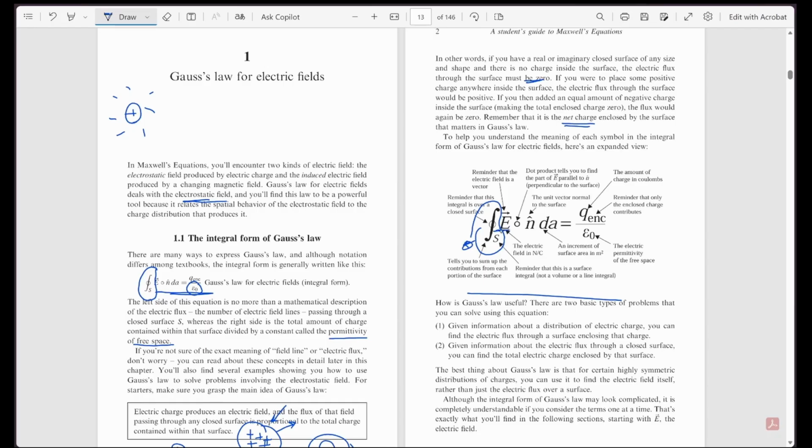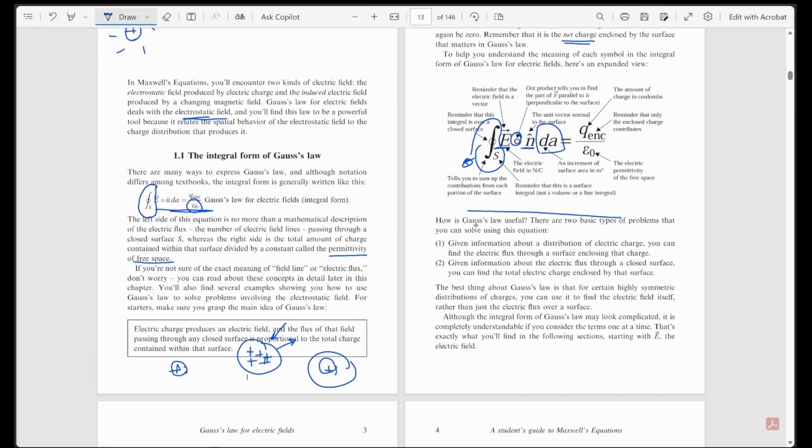Electric field is a vector, and then we're going to take a dot product. We'll see what a dot product is later. We're going to talk about the unit vector, and we're going to integrate over the surface. Whatever that integration is, it equals the charge enclosed over the permittivity of free space. How is Gauss's law useful?